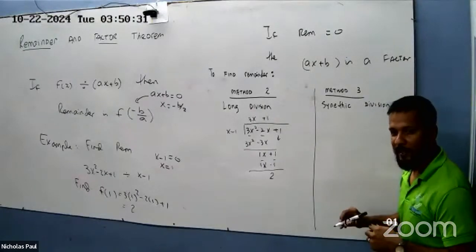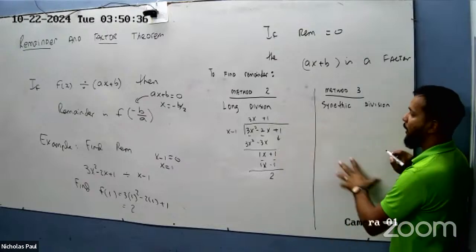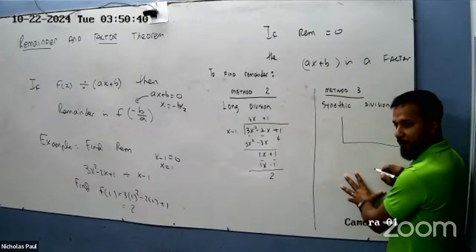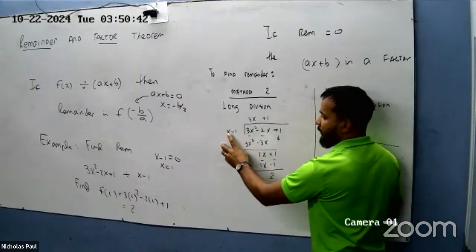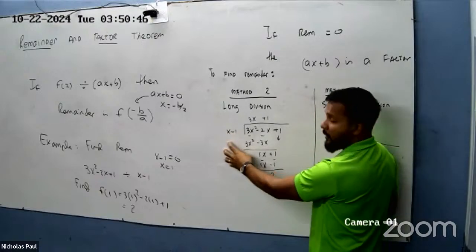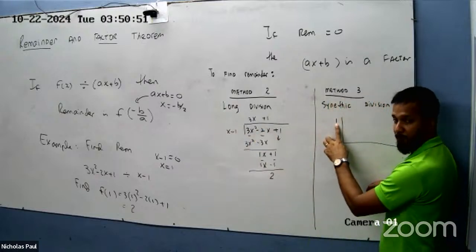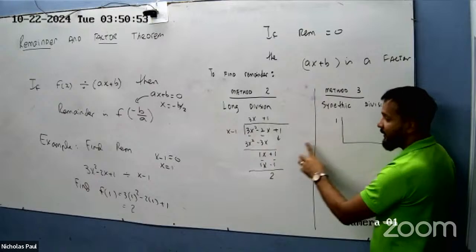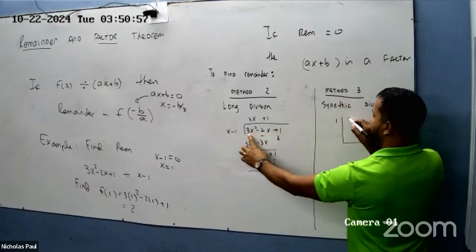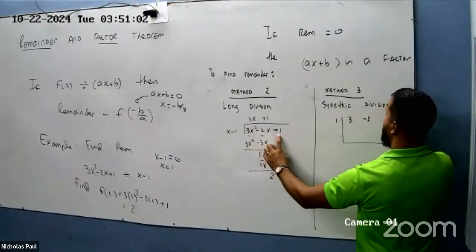Alright, ready? Here's how it works. Real simple. You draw this upside down division sign. Make x minus 1 equal to 0, and that's the value that goes here. Okay, then take the coefficients of each one of these. The coefficient here is 3, here is minus 2, here is plus 1.